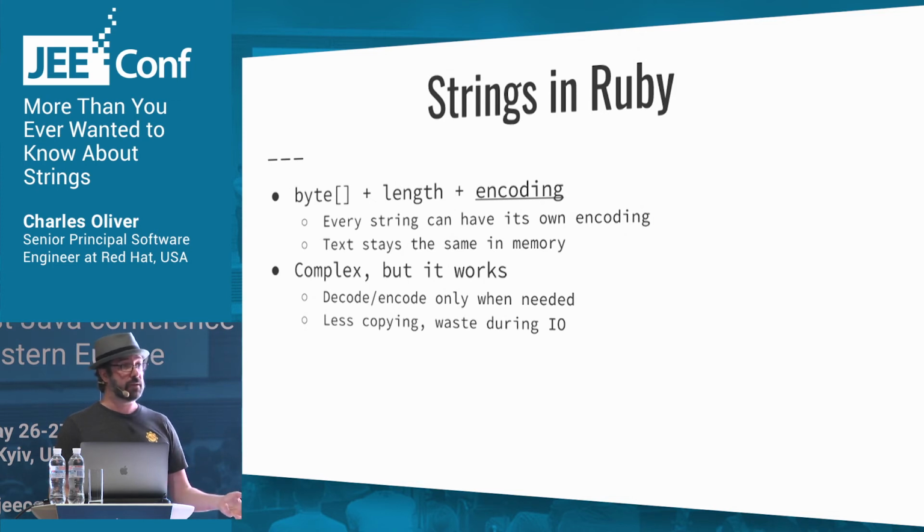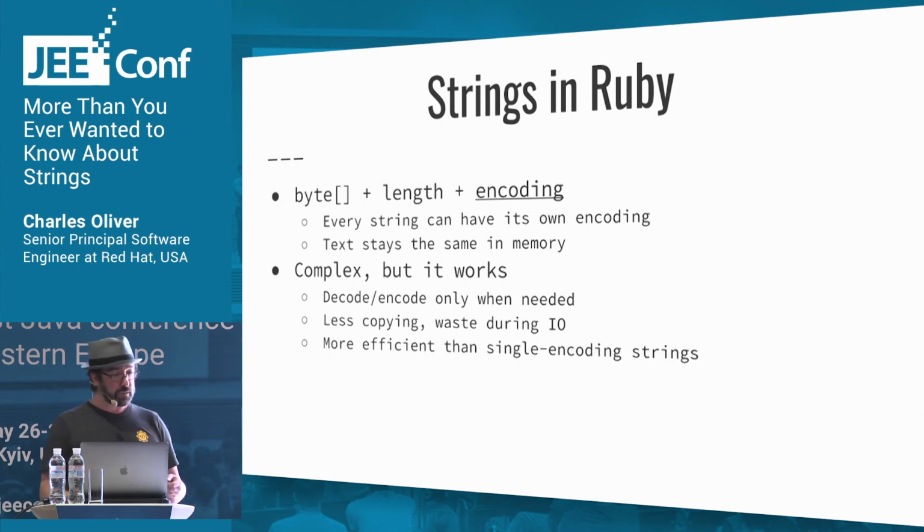So that's less copying. We don't have as many copies into a character array and back out again. We don't really have as much waste when we're reading in from outside of the system. It's more efficient in memory than single encoding strings. So if we want to represent all of our strings in memory as an ISO 8859 encoding, we can. We don't have to force it into UTF-16 or 32 or whatever else. If we want to use UTF-8, we can. We can have all of our strings represented as UTF-8 in memory.